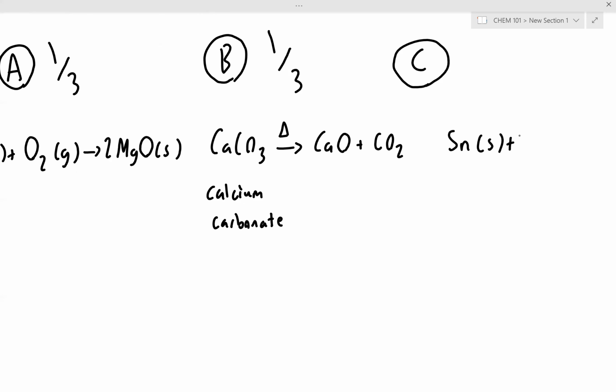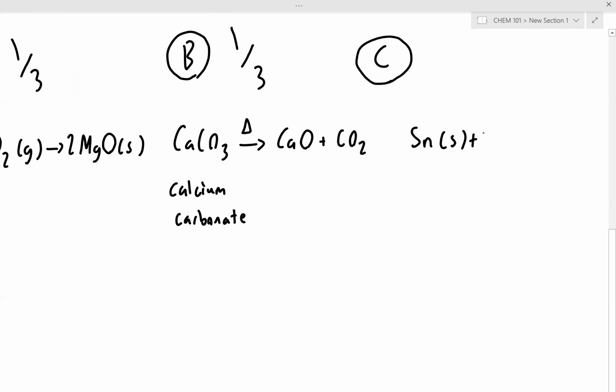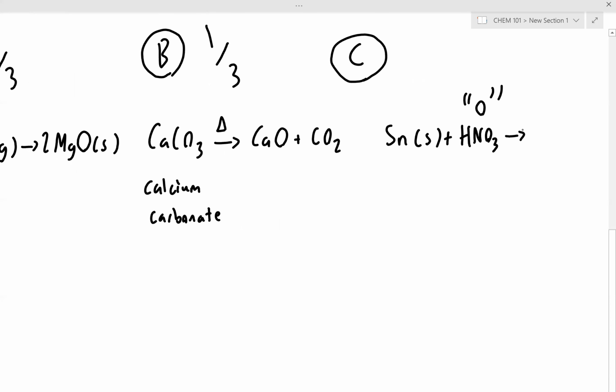Nitric acid. So nitric acid is serving as our oxidizing agent. You can just think of nitric acid as our source of oxygen atoms in this case. And we're going to form tin oxide. And notice how in the way that I've named this compound, I'm ambiguous with respect to the charge of tin. And that's going to be your job to figure out by determining the empirical formula.